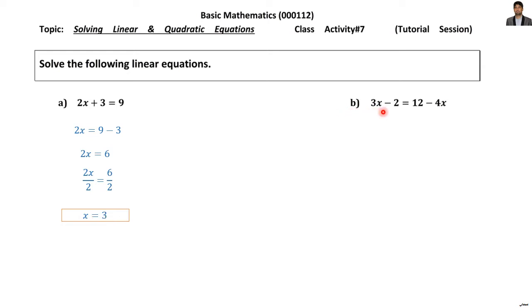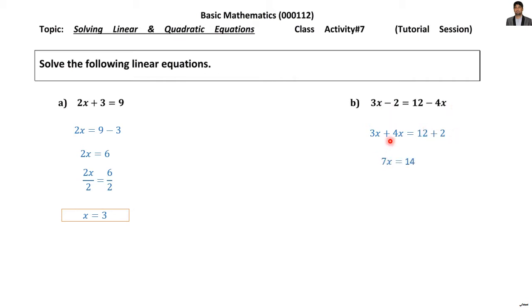Part B. 3x - 2 = 12 - 4x. So we keep the same idea by keeping variables on the left side and numbers on the right. So we move -4x to the left. It will become +4x. -2 moves right, +2.